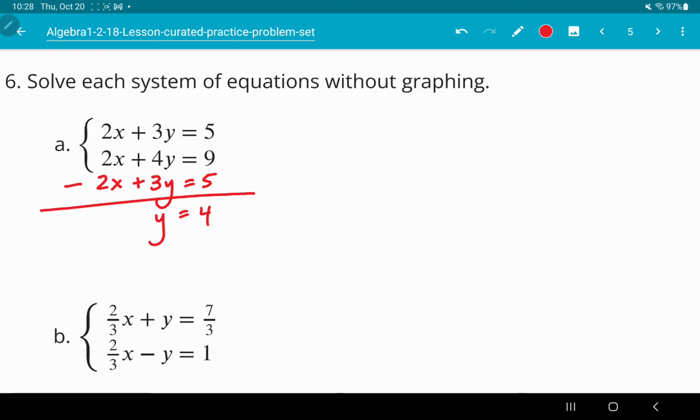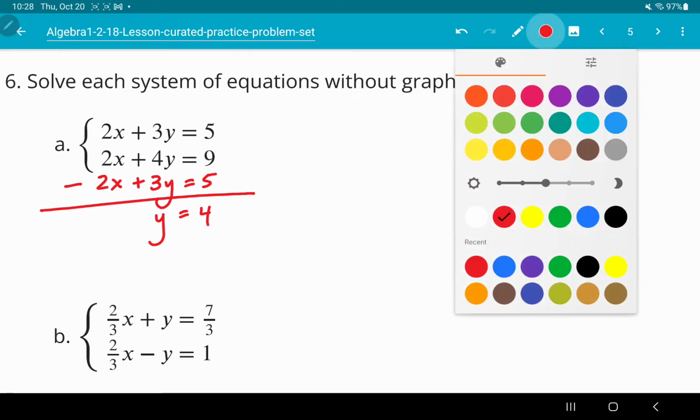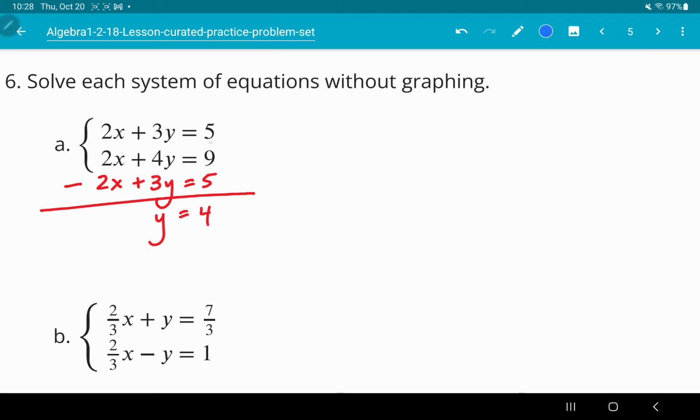All right, so now I figured out what my y value is. Now we can plug it into one of these equations. We'll plug it into the first one since it's got smaller numbers. And we'll have 2x plus 3, and I'm going to replace that y with a 4, and then that's going to be equal to 5. All right, so 3 times 4, that's 12. So I'm going to have 2x plus 12 equals 5.